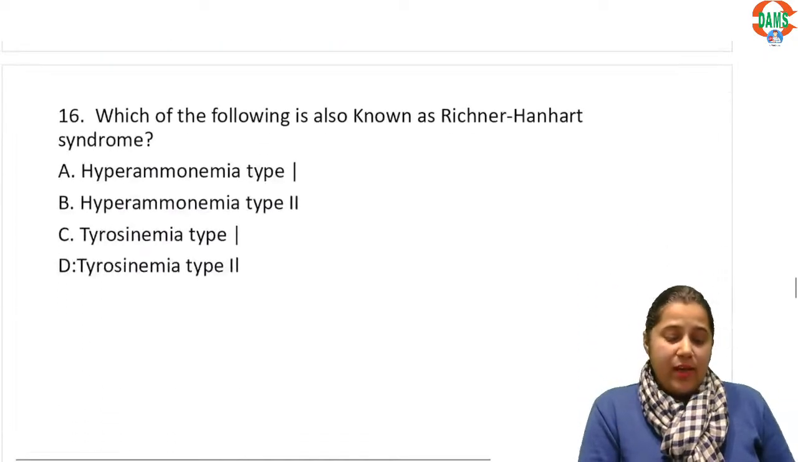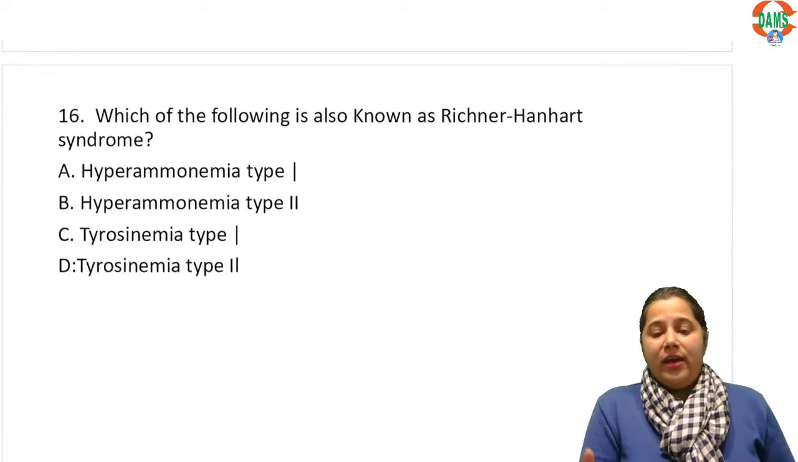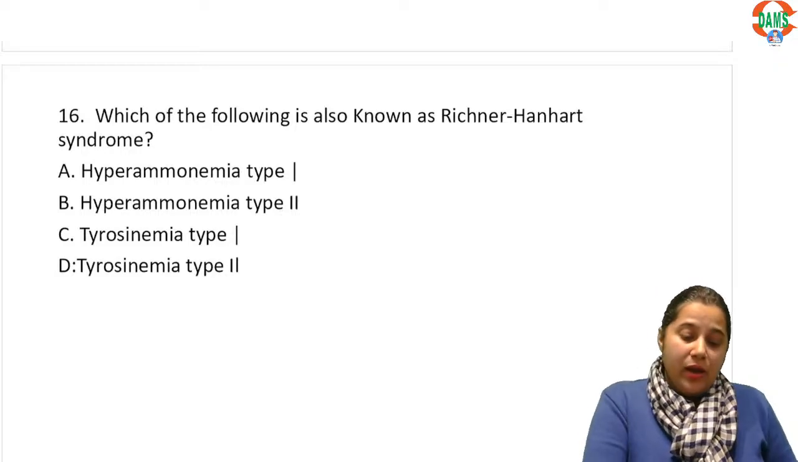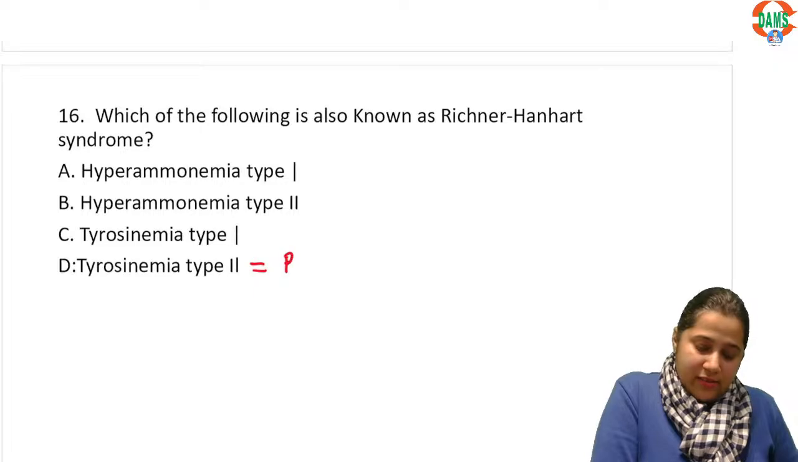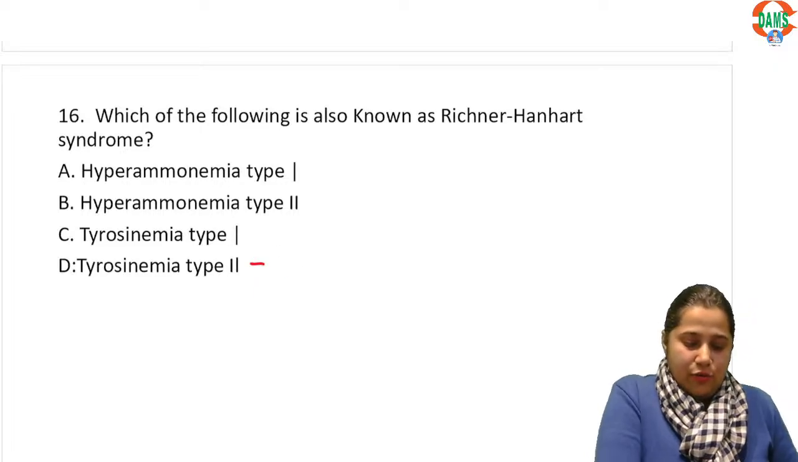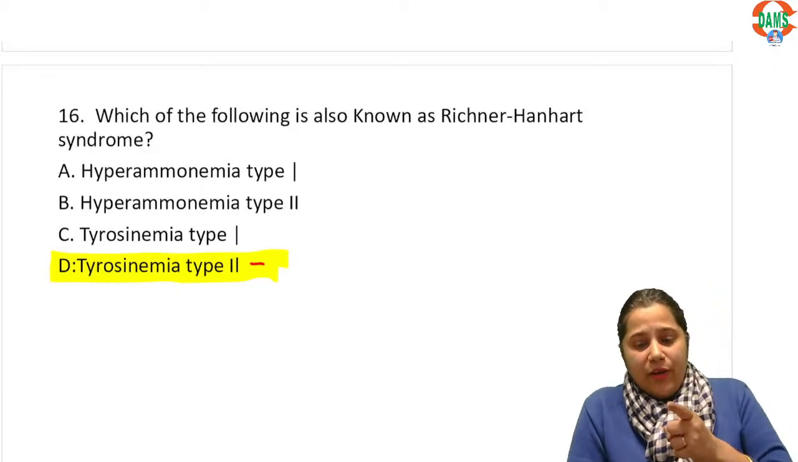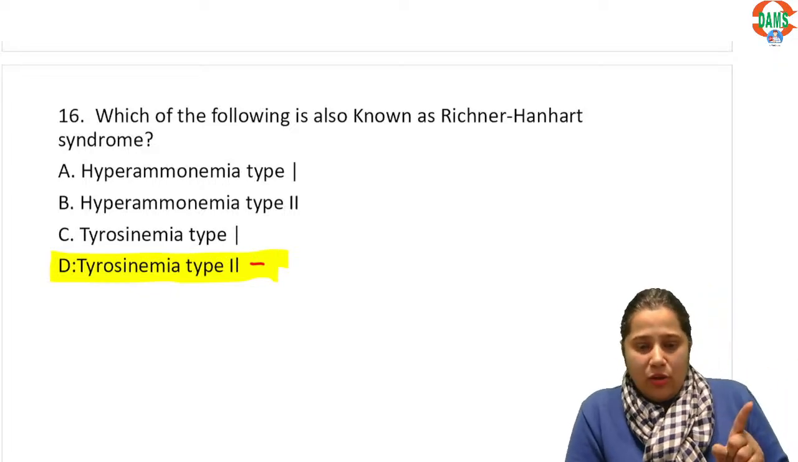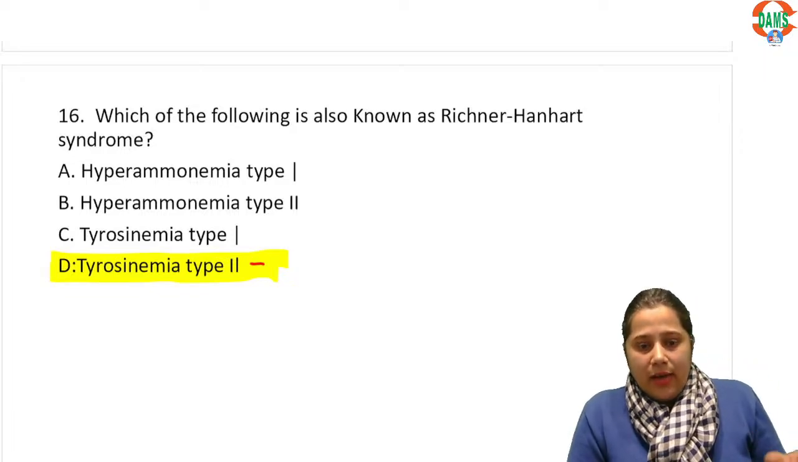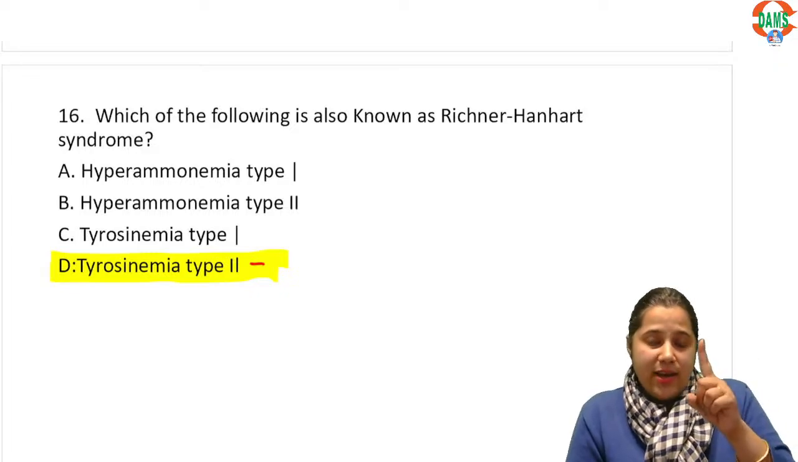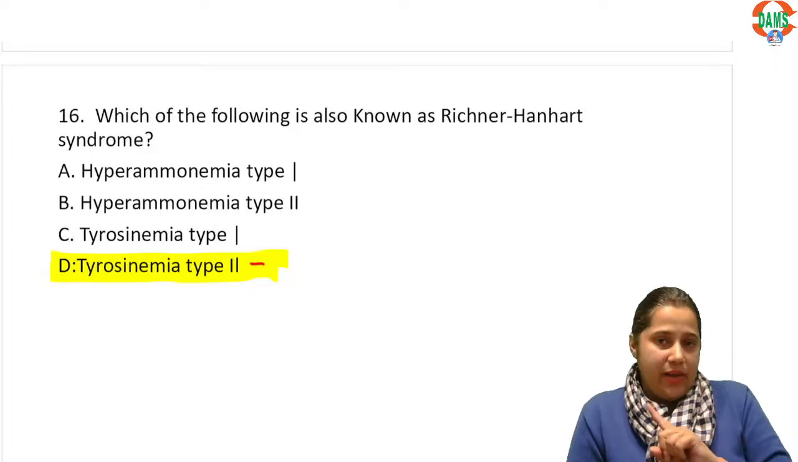Question number 16. Which of the following is known as Richner-Hanhart syndrome? Tyrosinemia type 2 is also known as Richner-Hanhart syndrome. So, the answer is tyrosinemia type 2. Which enzyme defect? I already told you this in a previous question. Richner-Hanhart syndrome is due to which enzyme defect? The answer is the first enzyme, tyrosine transaminase defect.